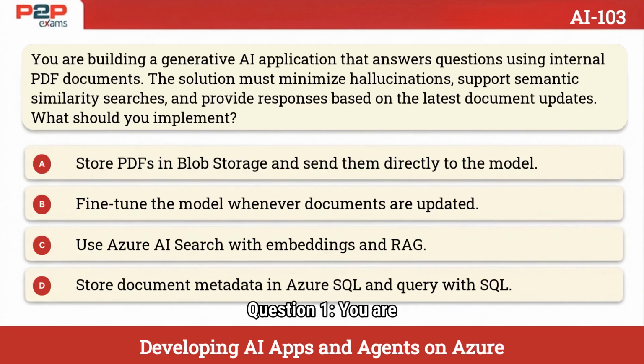Let's begin. Question 1. You are building a generative AI application that answers questions using internal PDF documents. The solution must minimize hallucinations, support semantic similarity searches, and provide responses based on the latest document updates. What should you implement? A. Store PDFs in blob storage and send them directly to the model. B. Fine-tune the model whenever documents are updated. C. Use Azure AI Search with embeddings and RAG. D. Store document metadata in Azure SQL and query with SQL.